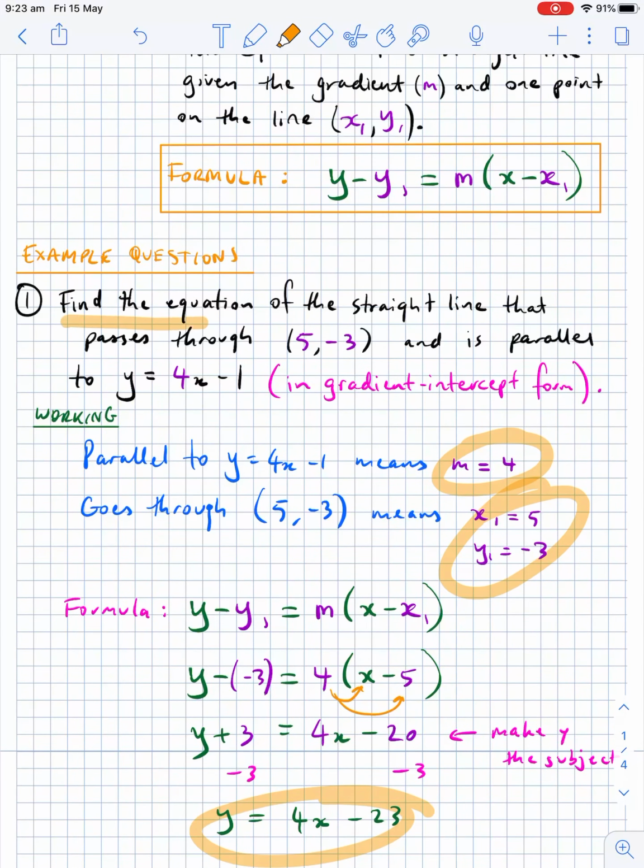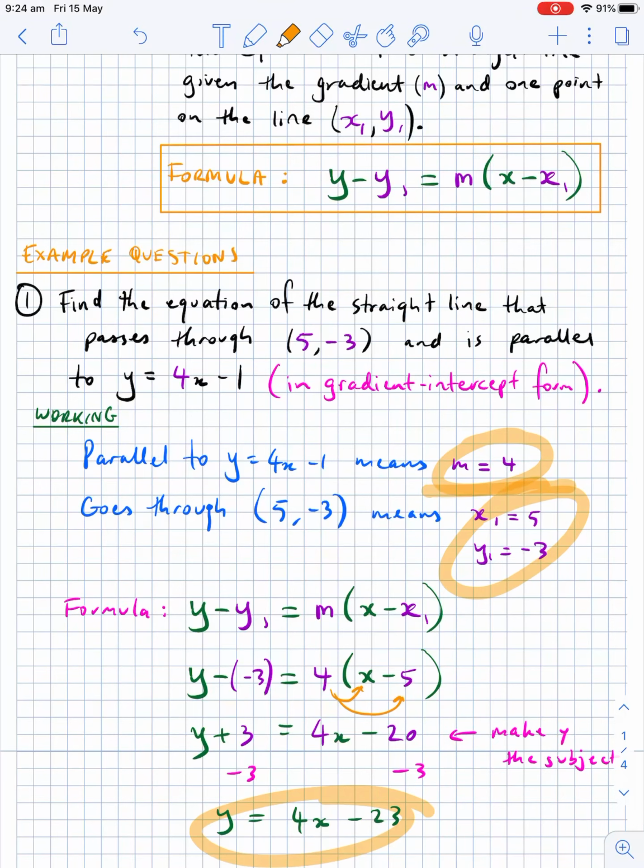So find the equation of the straight line that passes through this point and is parallel to y equals 4x minus 1. And we want to have our answer in gradient intercept form. Okay, so with this information, because they've given you a point and they've given you that it's parallel to this, therefore you need to understand that you know the gradient, it's the same as this gradient, and you know a point on your line. So you know the point, you know the gradient, so you can use the point gradient formula.